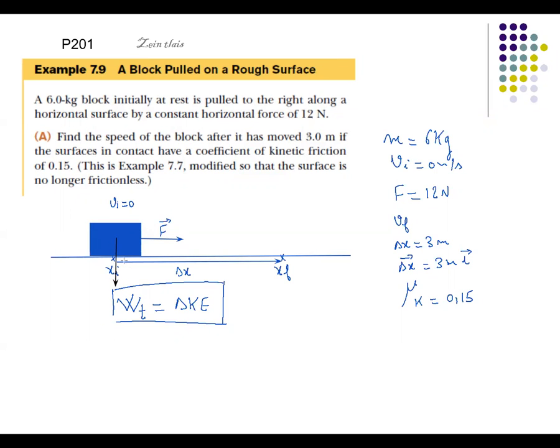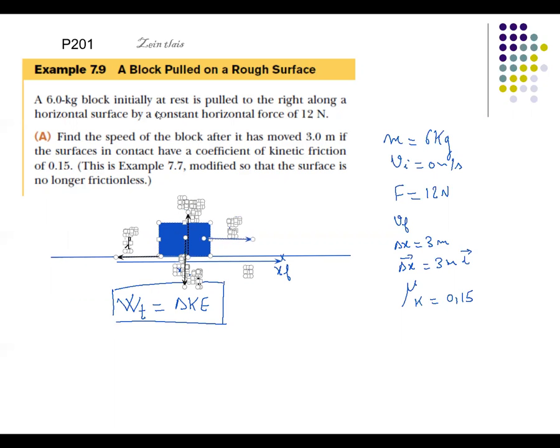You know, on the object we have the weight mg, N, and the friction f, and the applied force F. Anyway, you take the situation when we have motion. Here I take the case when the object is between the initial position, x initial.